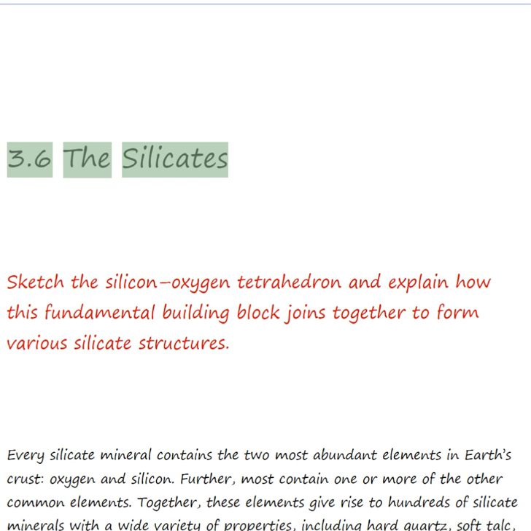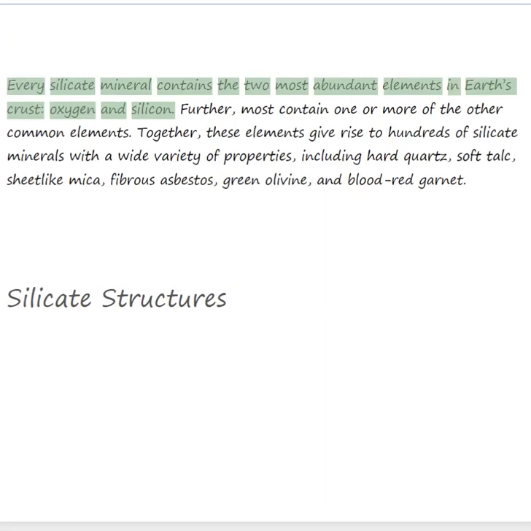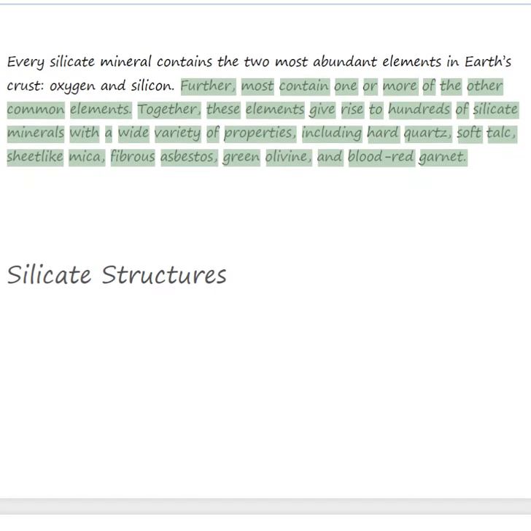3.6 The silicates. Sketch the silicon-oxygen tetrahedron and explain how this fundamental building block joins together to form various silicate structures. Every silicate mineral contains the 2 most abundant elements in Earth's crust, oxygen and silicon. Further, most contain one or more of the other common elements. Together, these elements give rise to hundreds of silicate minerals with a wide variety of properties, including hard quartz, soft talc, sheet-like mica, fibrous asbestos, green olivine, and blood-red garnet.